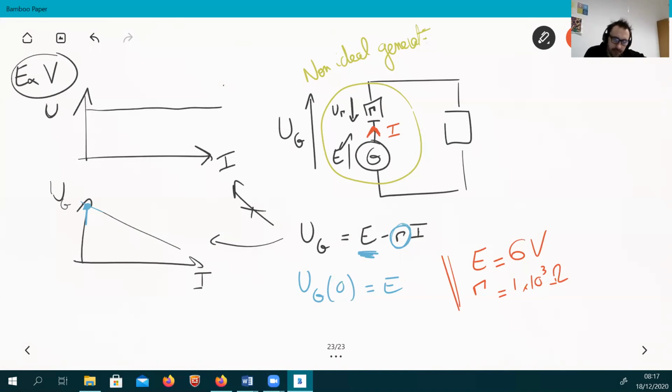Be really careful. The main mistake you can make on this graph is to forget the units. On the x-axis you are in milliamp, not in amp, which means 10 power minus 3 amp. That's why you end up with here a power 3.